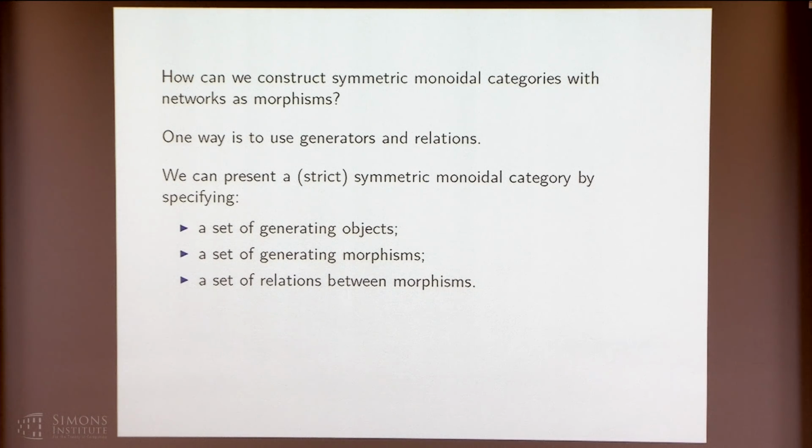So what we do is we pick a set of generating objects. So you start with some objects, and then you build up other objects by tensoring those. If you think of an object as a dot, tensoring it would be like putting a bunch of dots side by side. And then we also need to give a set of generating morphisms.